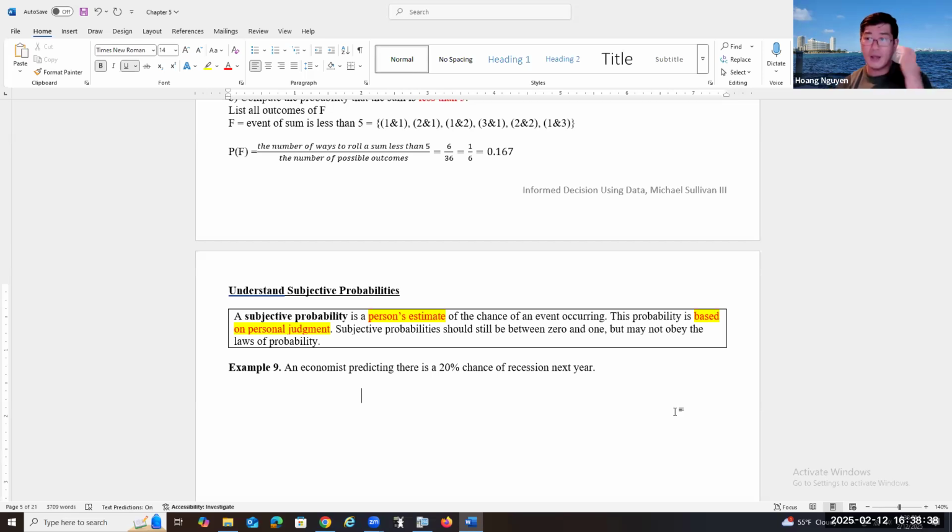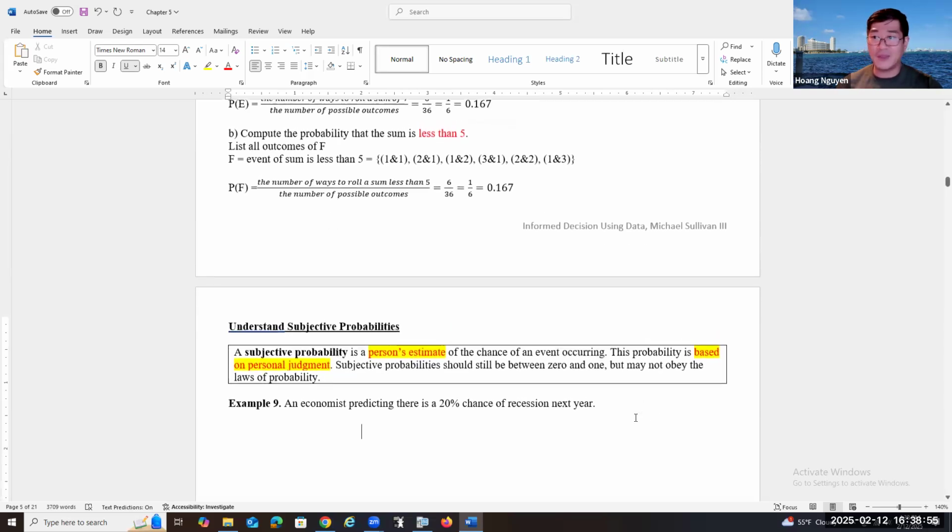So there are three different options that you might use for the calculation of probability, right? You might use the empirical method, you can use the classical method, or you can use subjective probability. Okay? So this is the first section, 5.1, the introduction to probability.